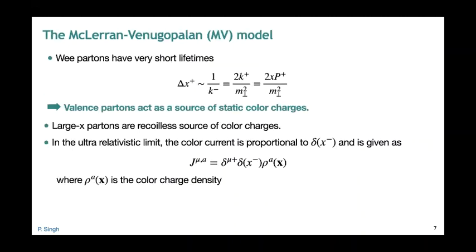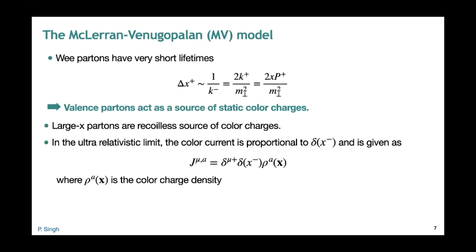Now, another salient feature of the wee partons is that they have a very short lifetime. By using the uncertainty relationship, one can calculate the lifetime of the parton, and it turns out to be directly proportional to the longitudinal momentum fraction. So for the wee partons, the lifetime would be small because x is small, but for the large x partons, that is the valence partons, the lifetime would be large. Based on that, one can say the wee partons will see valence partons as static color sources.